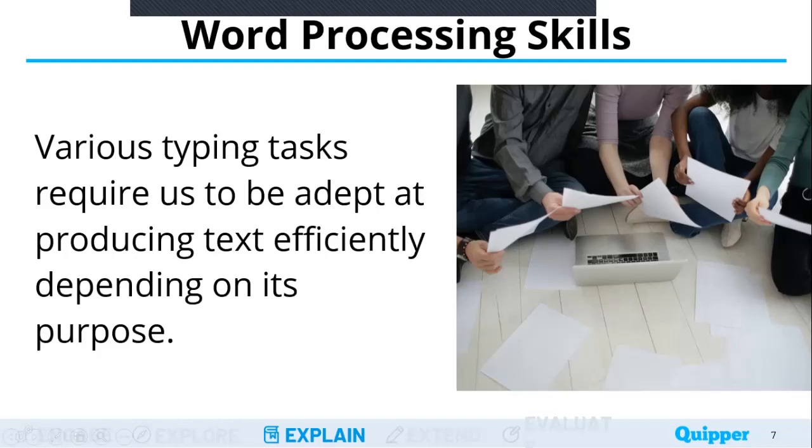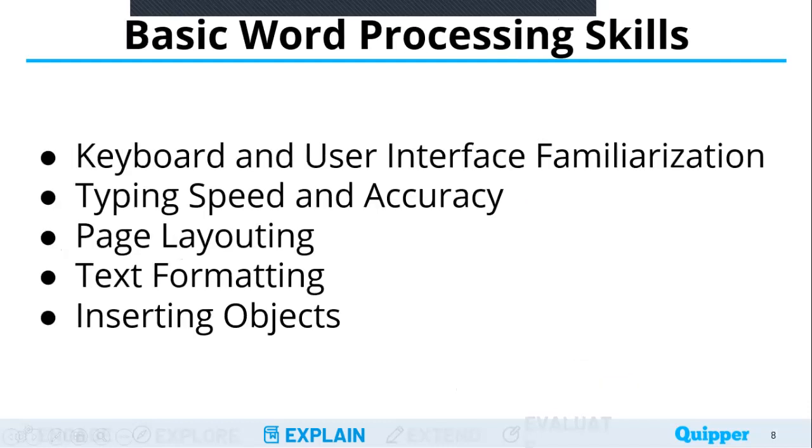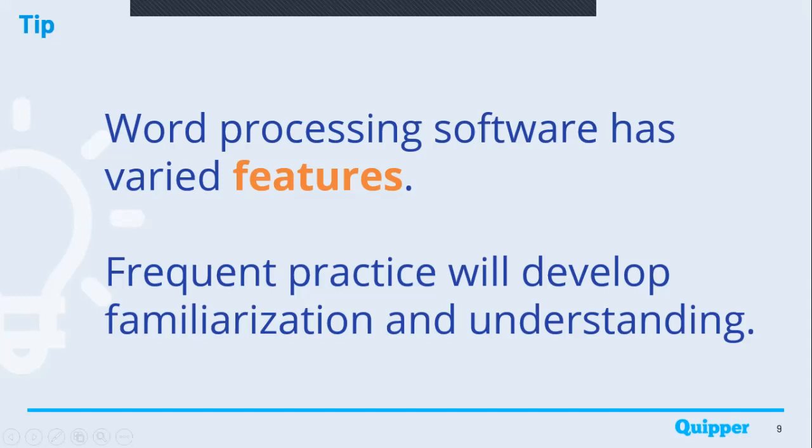So word processing skills: various typing tasks require us to be adept at producing text efficiently depending on its purpose. So we have basic word processing skills. First, we have keyboard and user interface familiarization, typing speed and accuracy, page layouting, text formatting, and inserting objects. So tip: word processing software has varied features. So frequent practice will develop familiarization and understanding.